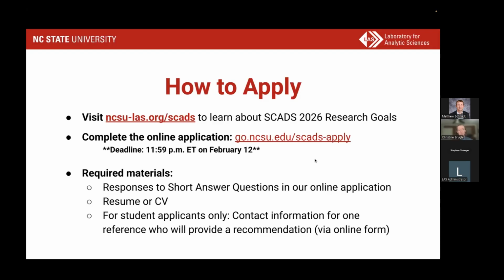So after doing your background research, learning about those different areas and finding your alignment, you can complete the online application at go.ncsu.edu/scads-apply. That will take you to a Qualtrics form, and you can select the attendee type that best matches with you, and that will show you the questions for your application. The deadline for these applications is midnight on February 12th.